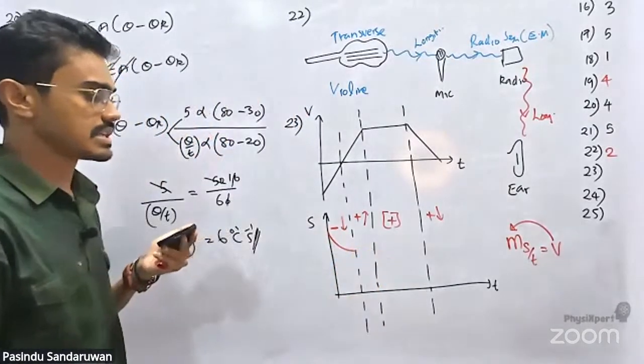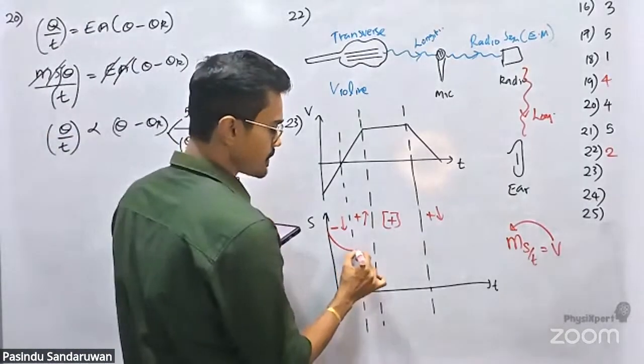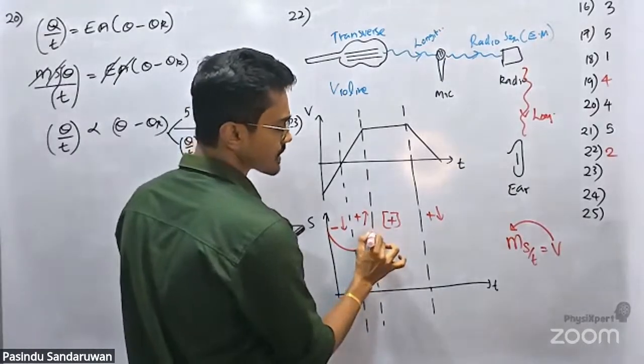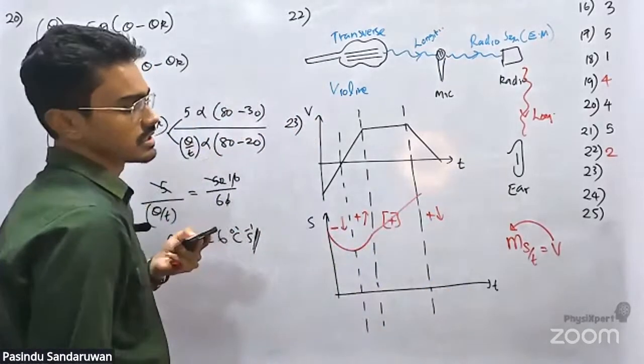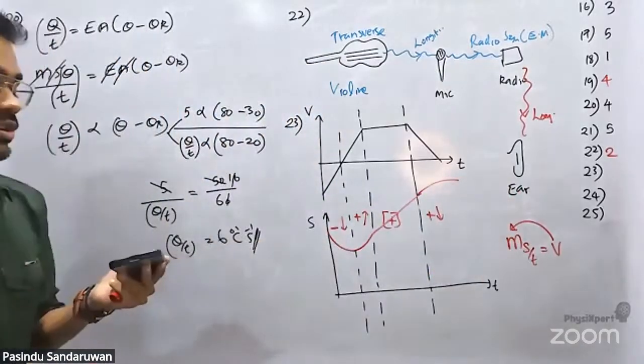Negatively decreasing shape. And then positively increasing, the positively increasing shape is this. Then positive constant gradients are this. Then positively decreasing is this. Now you have to know these shapes.